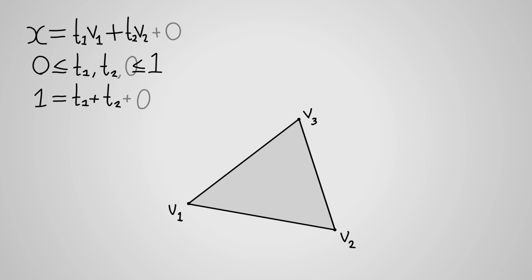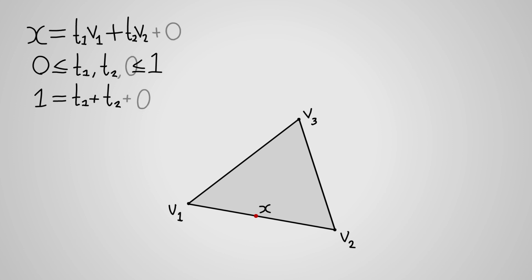If any of the ti are 0, then x is actually a convex combination of just two of the vertices. As we saw earlier, convex combinations of 2 points live on the line segment between them. But the line segment between any two vertices of a triangle is part of the triangle, so x is a point on the triangle.